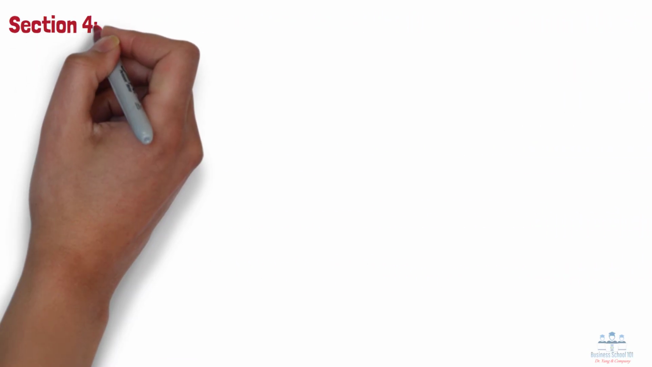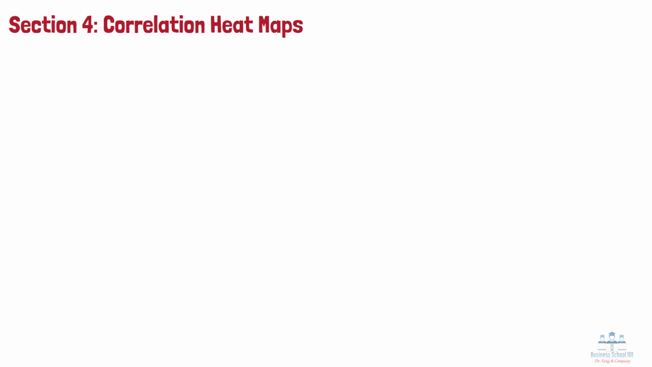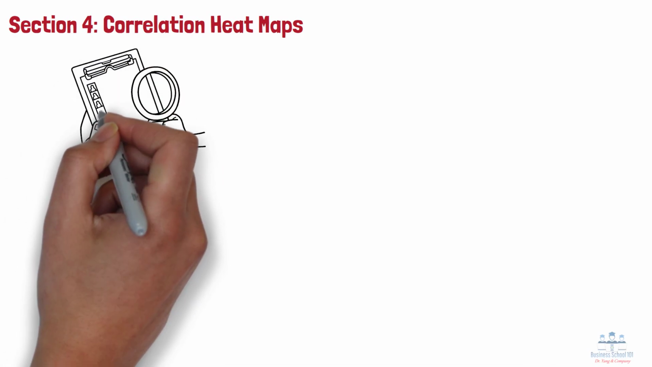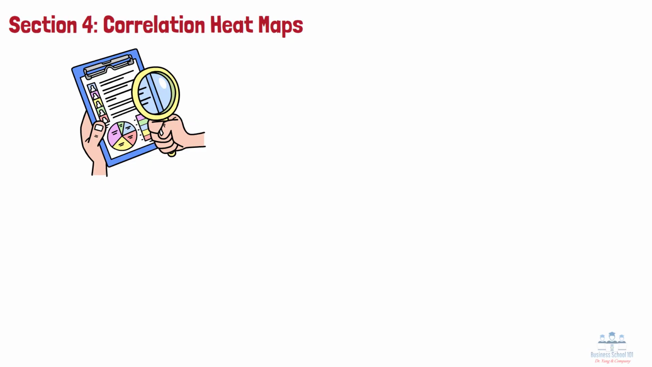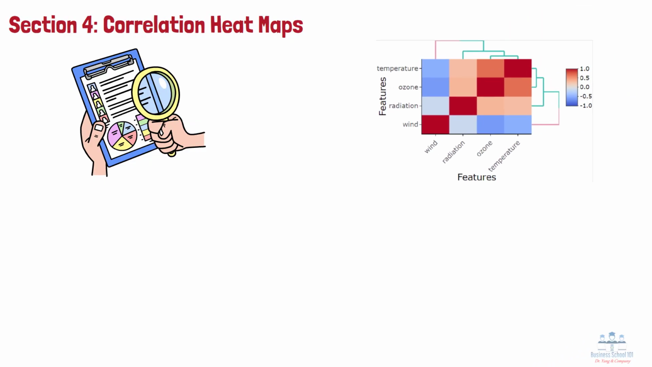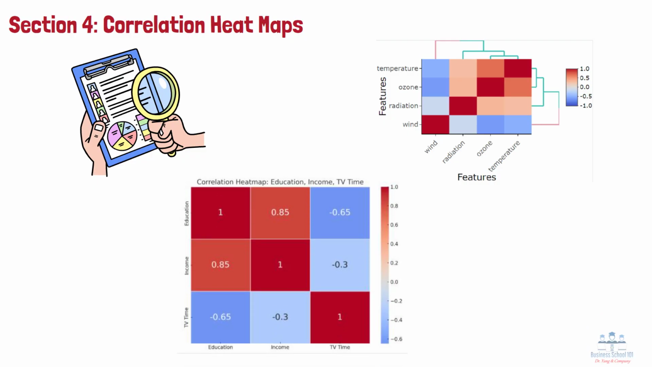Section 4. Correlation heat maps. When you want to assess many variables at once, use a correlation heat map. It's a grid where each cell shows the correlation between two variables, color-coded for easy reading. For example, if education and income are strongly related, that box might be dark red. If TV time and education show a negative correlation, the color might be blue. It's a simple way to spot patterns across an entire dataset.